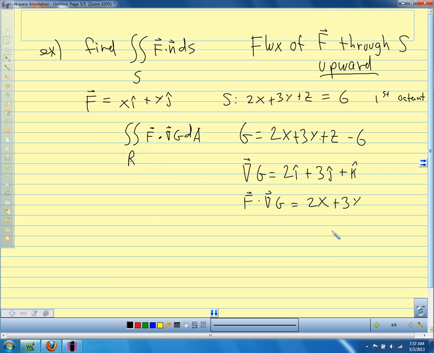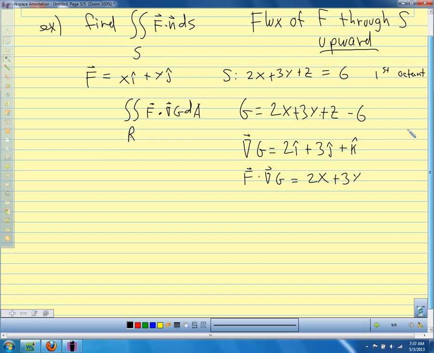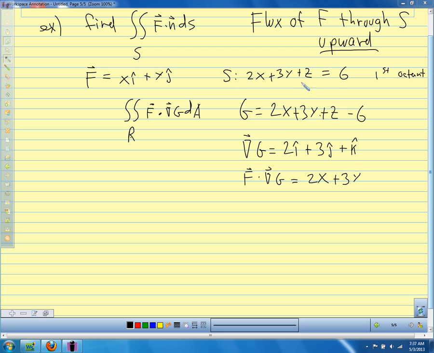All right, now we need to find our region in the xy plane for our limits of integration. What kind of surface is this? A plane, and we want to find where it intersects the first octant. So what's our region going to end up being? A triangle. We end up with a triangle in the xy plane. Sketch it out really quick to find our region.